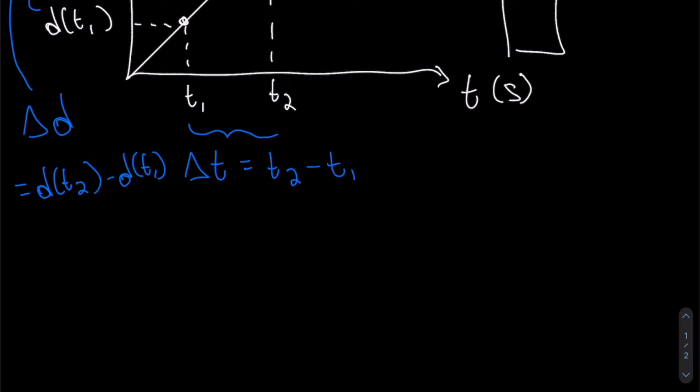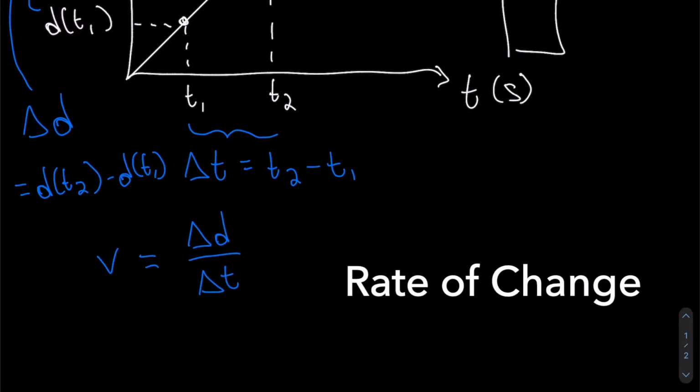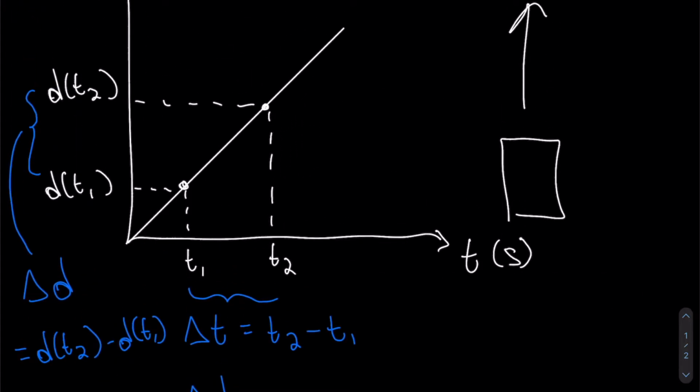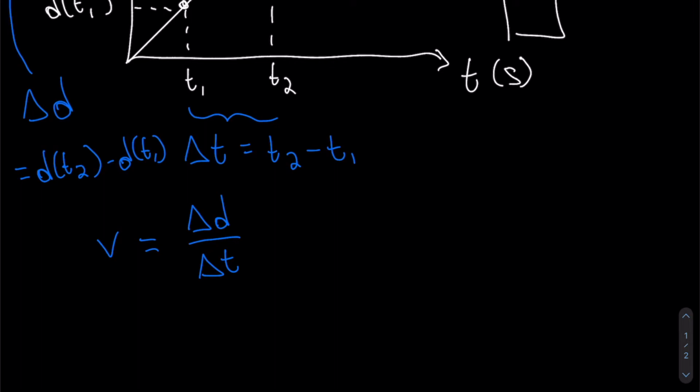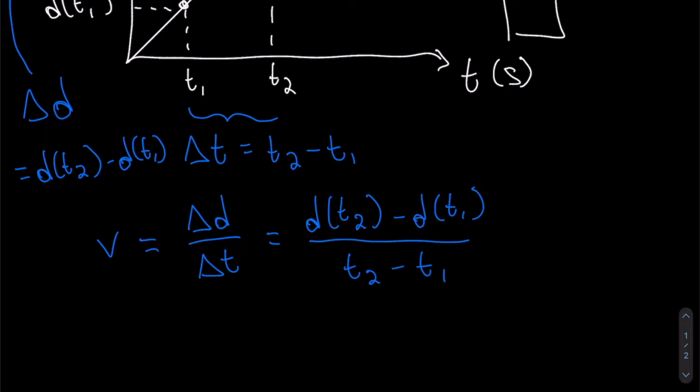So my speed, which I'm going to label v for velocity, would be the change in distance divided by the change in time. This is called a rate of change. And for a linear function, which is a function that makes a straight line, this is also known as the slope. And I can write this out as d at t2 minus d at t1 divided by t2 minus t1.